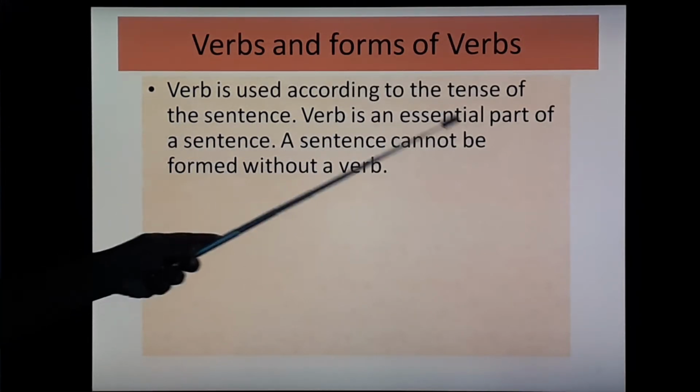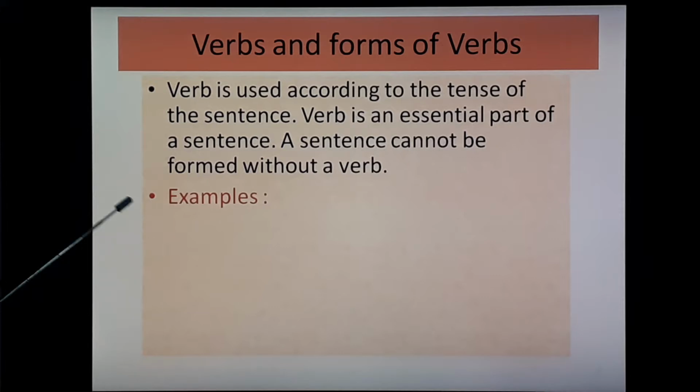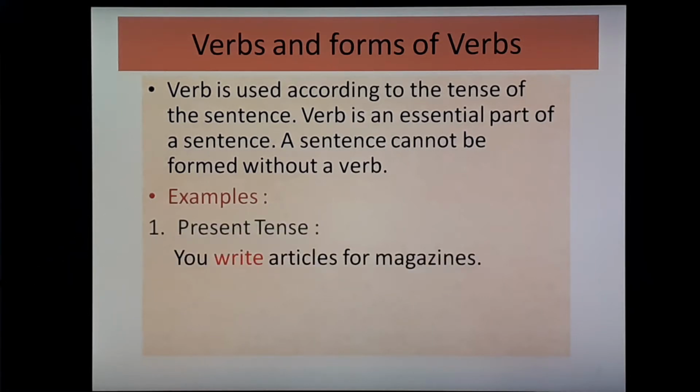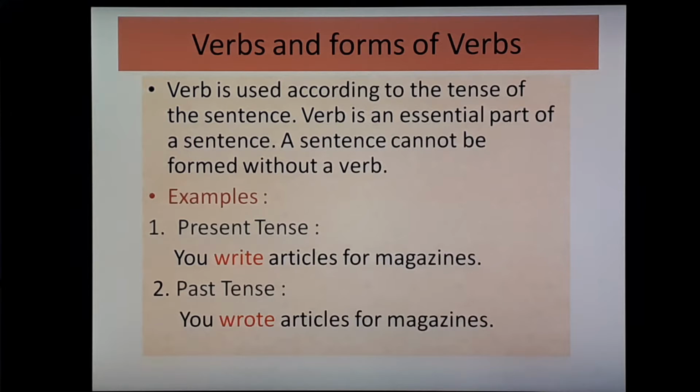Verb is an essential part of a sentence. A sentence cannot be formed without a verb. That is why verb is known as the soul of language. For example, present tense: You write articles for magazines. Second, past tense: You wrote articles for magazines. Here, wrote, that is V2 form because this is past tense. And write, that is V1 form, that is related to present tense.